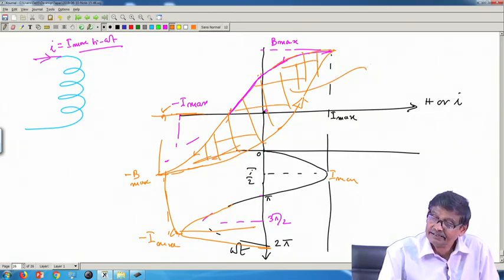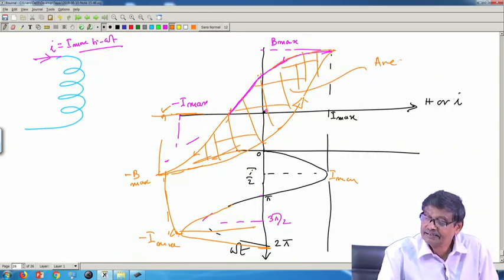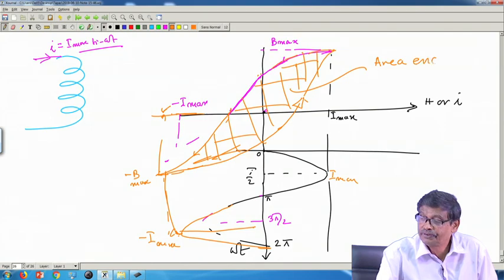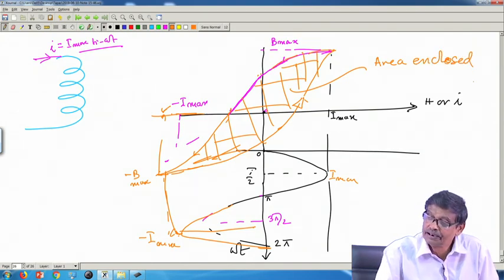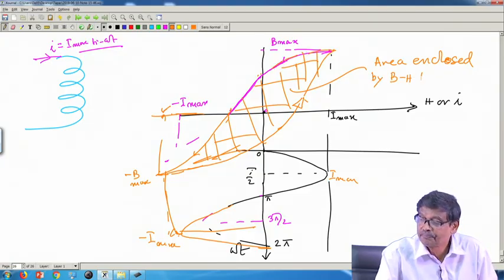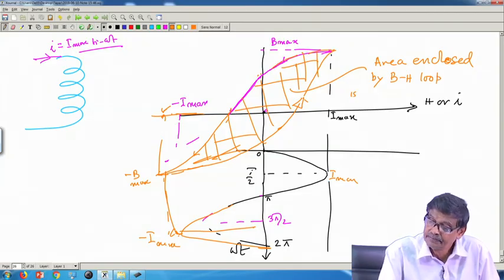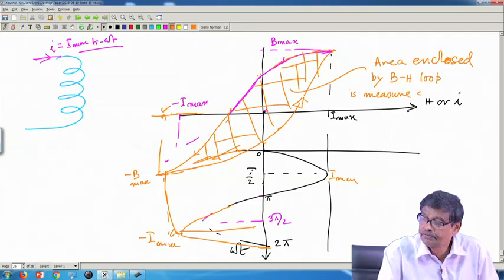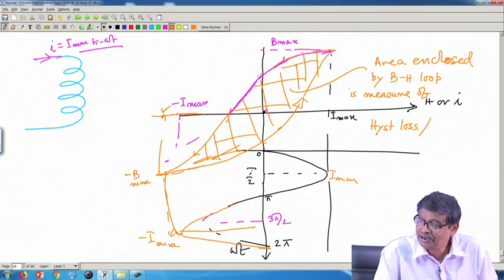that is my target is this area enclosed, and this is called hysteresis loop, and area enclosed by BH loop is a measure of hysteresis loss per unit volume.